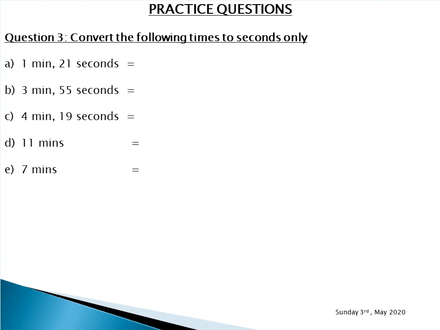And finally, question 3, you're to convert the time to seconds only. All right, so just exactly the way the questions are is how you will answer. A, 1 minute 21 seconds equal to, then you write the answer, until you get to E. Don't forget to write all your answers neatly.